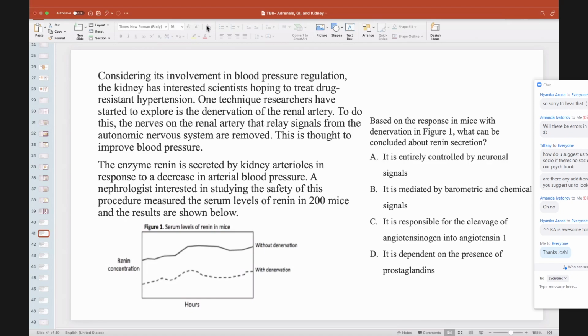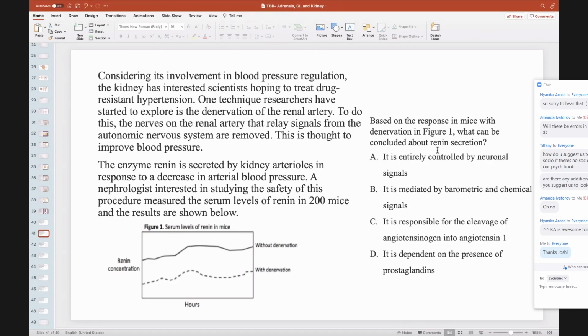We know that. B, it is mediated by barometric and chemical signals. Okay. There's nothing here that says that is wrong. C is it is responsible for the cleavage of angiotensinogen into angiotensin 1. So renin, if we recall the renin-angiotensin-aldosterone pathway, renin does cleave angiotensinogen into angiotensin 1. But you can't deduce that based on figure 1. So C is that true statement that is hidden in here, that you cannot deduce based on figure 1.